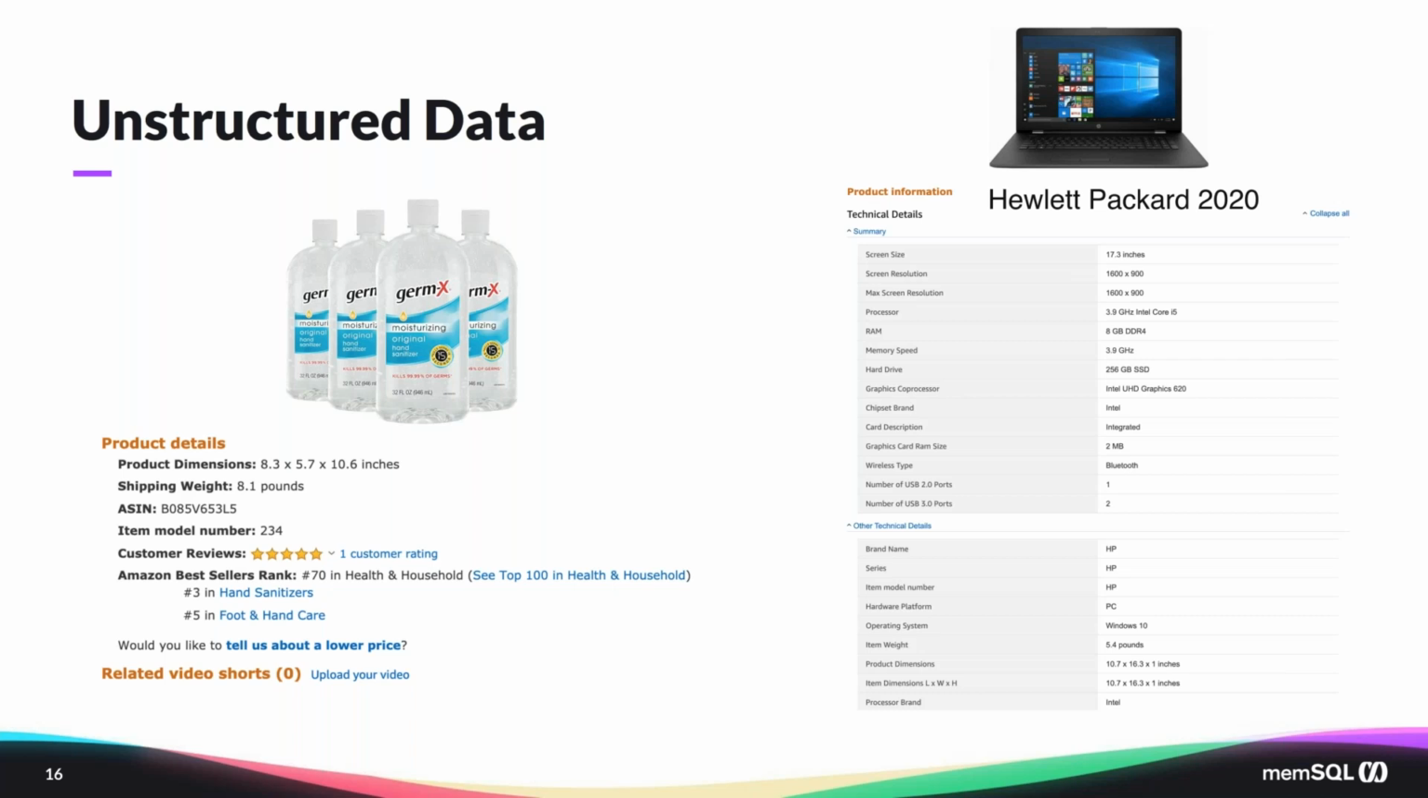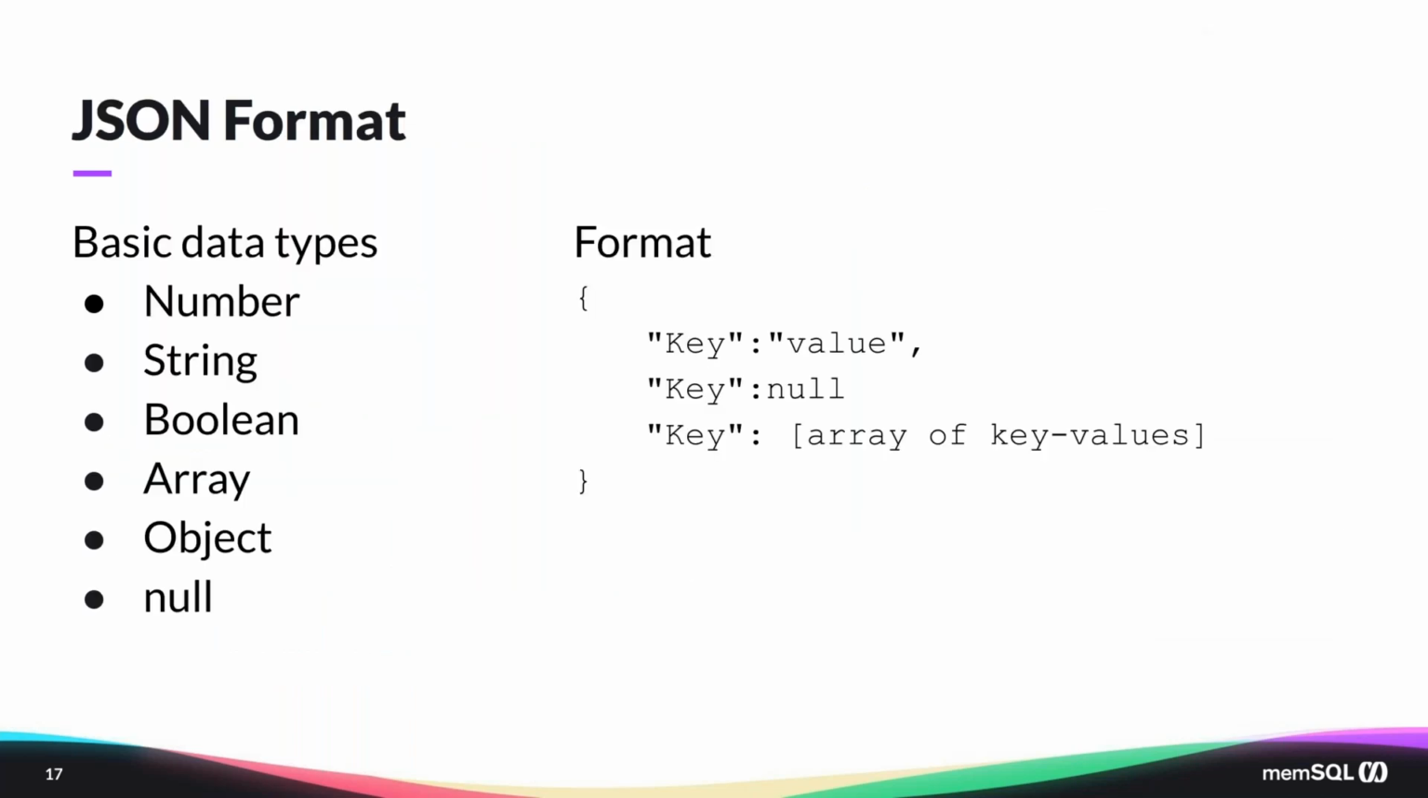Unstructured data is difficult to deconstruct because it has no predefined model, and it cannot be organized into relational databases easily. So this is where JSON comes in. JSON, or JavaScript Object Notation, is an open standard file format that uses human readable text to store and transmit data objects. It has 6 basic data types: string, number, Boolean, array, object, and null. The format is shown on the right. It's very easy, and it just consists of key value pairs and array data types.